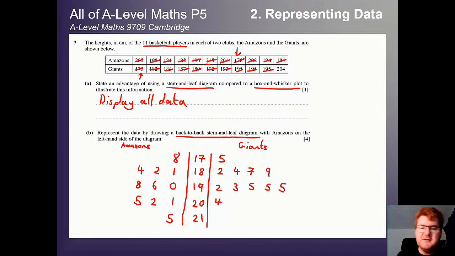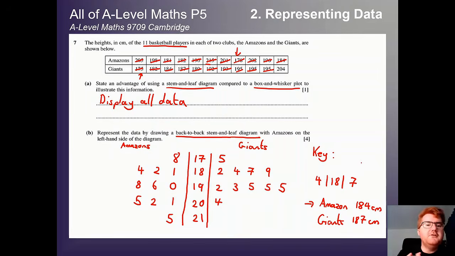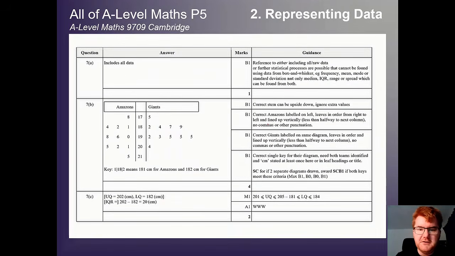One thing we also need to put down is a key. That's really important. So if we put down, for example, 18, we put a 4 and a 7. That means the Amazons is 184 centimeters. The giants here at 187 centimeters. So again, really important to make sure you've got all the detail here. You've got the correct side for giants, correct side for Amazons, the right stems in the middle, and a key, because you want to be getting all 4 marks on here. Notice key here, correct giants, correct Amazons, correct stem. It can also be upside down as well, but I try and go from the smallest to largest in the middle there.